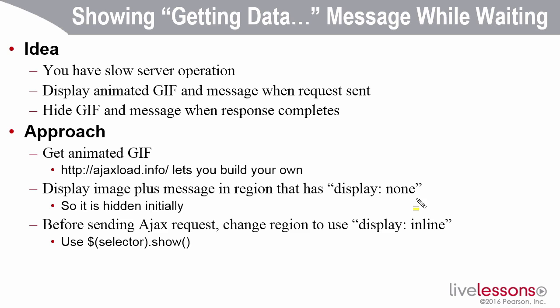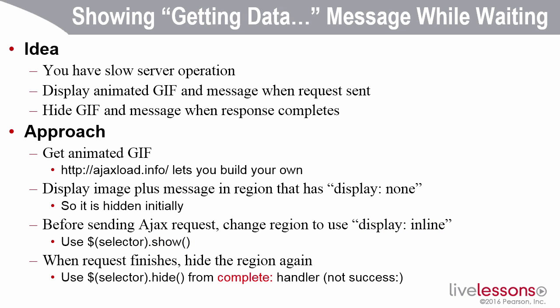Then before we fire off the Ajax request, on the line before we call $.ajax, we make it visible. We call the jQuery show function, which has the effect of changing it from display none to display inline, and now the user sees the message and the associated animated GIF. Then after the request finishes, we call hide, and it disappears again and they see the final result.